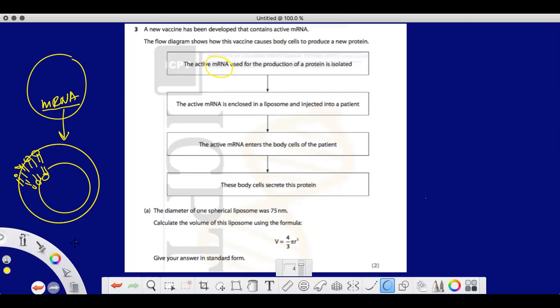After that, this mRNA is inserted into this phospholipid bilayer. So it's called a liposome, right? And then this liposome is injected. When the liposome is injected, it can travel all over the body. An advantage of the liposome is they can fuse with the cell membrane because they are compatible with it. This is a bilayer and the cell membrane is also a bilayer. So they can fuse.